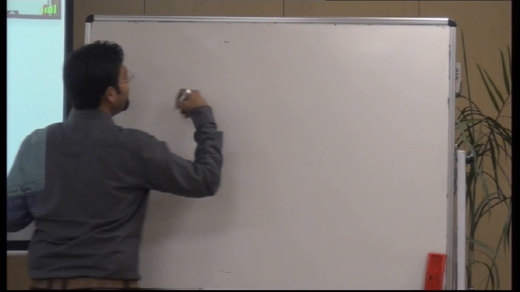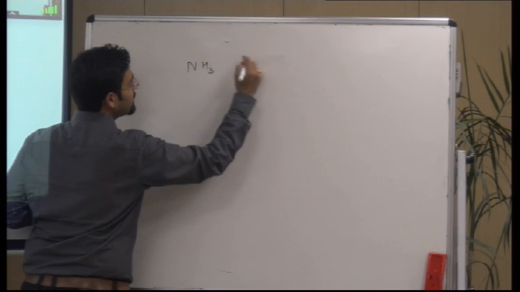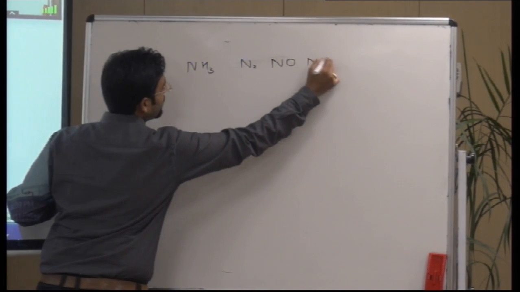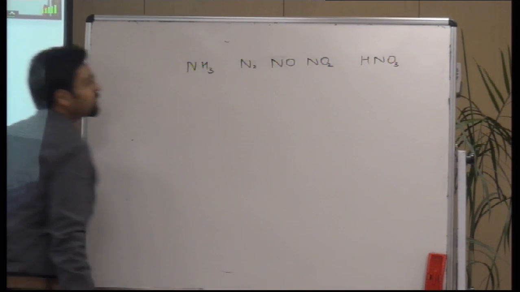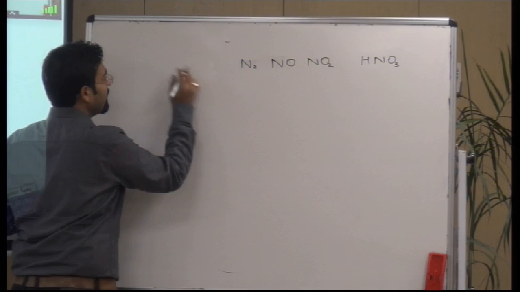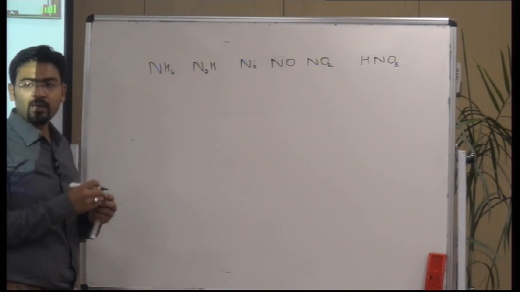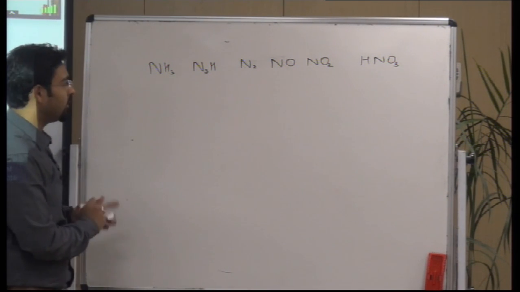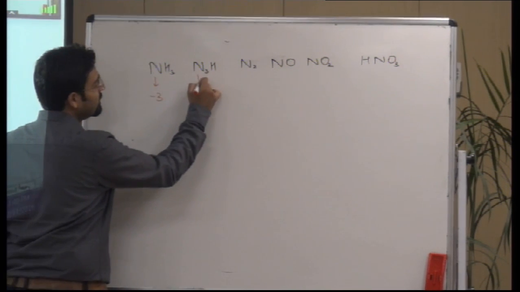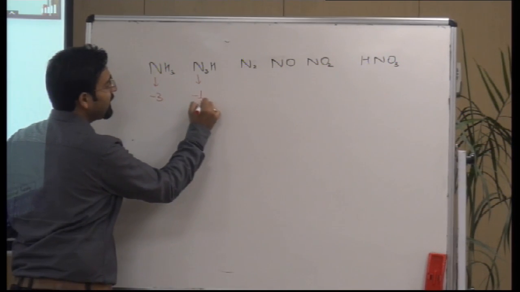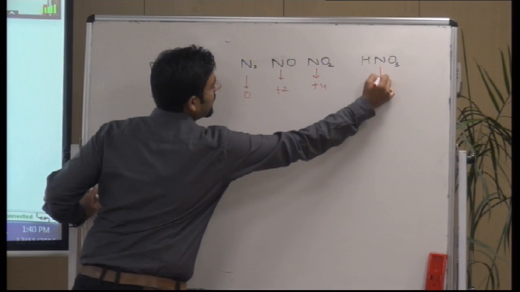See, if I have a range of compounds, for example NH3, N2, NO, NO2, or HNO3, right? Or maybe I'll take one more in between, let's suppose N3H. Let's just quickly write down the oxidation states of nitrogen in all these compounds. It will be -3 here, -1/3 here, then 0, +2, +4, and +5.